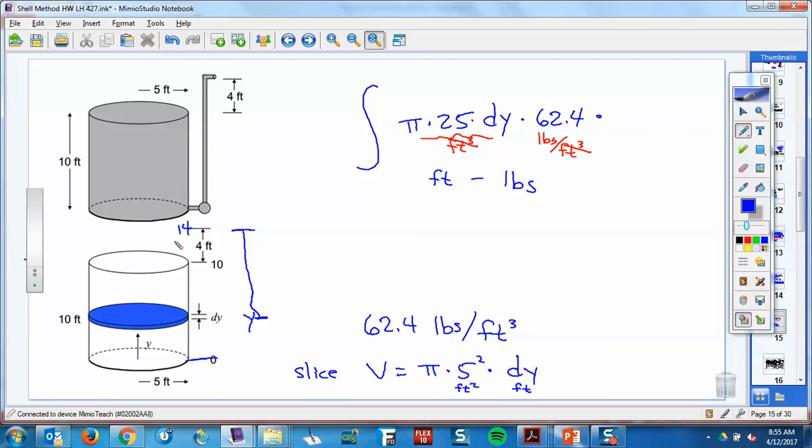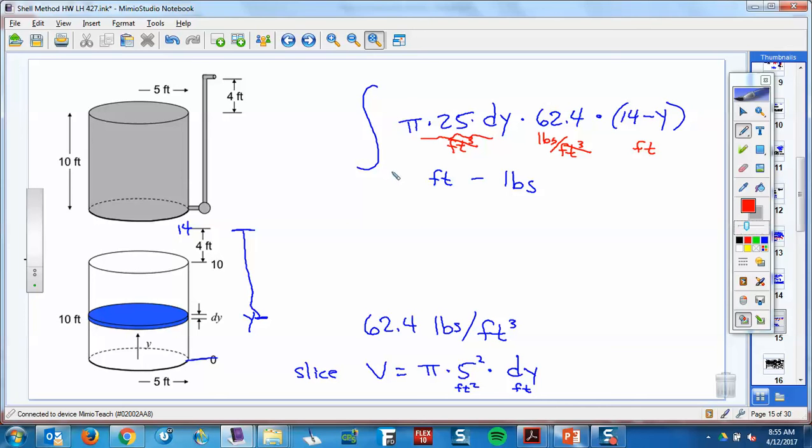All right. So 14 minus y is the feet. Okay, so look what we end up with. We end up with foot-pounds. But the dy was a little different in this case. It was part of this slab that we needed to do. So the dy, and then what is this going to be? From what to what?